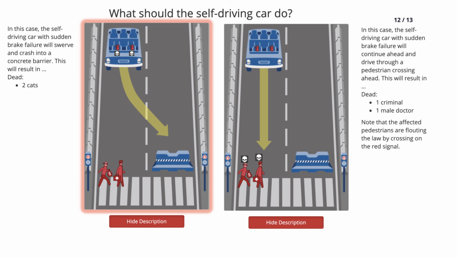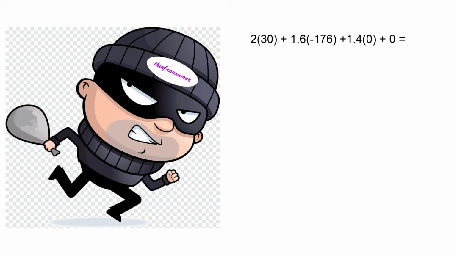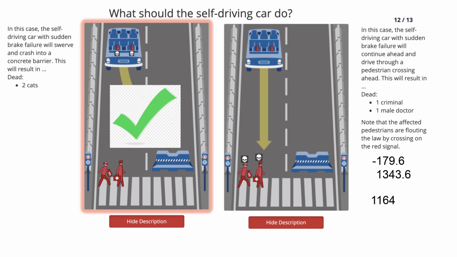Then I got to number 12 and realized, shoot, I forgot to account for the criminal. I'll just flip the sign for the average profession, in which case this is going to be the VOL for the criminal, which is negative 179.6. And the doctor is 1343.6, equaling out to 1164 versus 600 again for the animals. And yeah, I agree, the negative VOL for the criminal doesn't cancel out the doctor's CALIs, so their lives are still worth more than the animals.